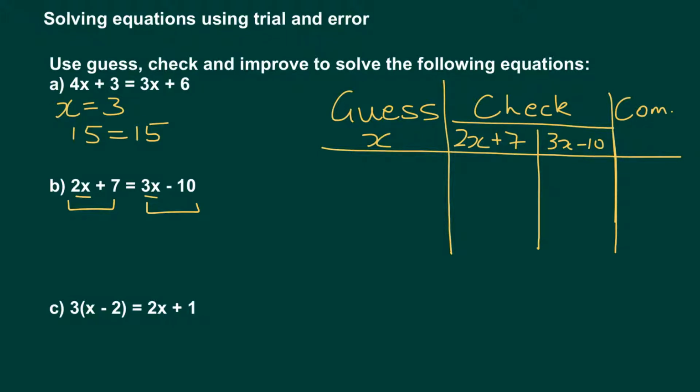So again, let's start with a very simple one. Let's start with 1 and see what that gives us. So when we have 1, we get 2 times 1 here, because 2x is obviously 2 times x, plus 7, which gives us 9. Then we have 3 times 1, which is 3, minus 10, gives us negative 7. So we know straight away that the guess of x equals 1 is way off. So we know that the value for 3x minus 10 is way too small.